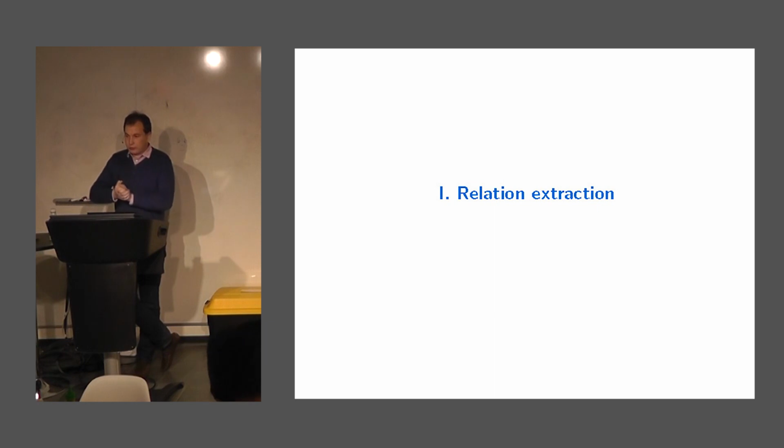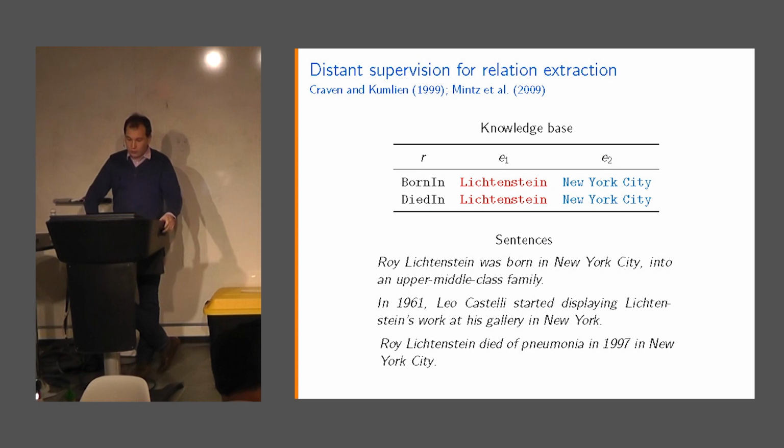So now I'll present in more detail two of these problems. The first one is relation extraction. One of the things people have been working on to not rely on labeled data is to use an existing knowledge base instead of labeled data.